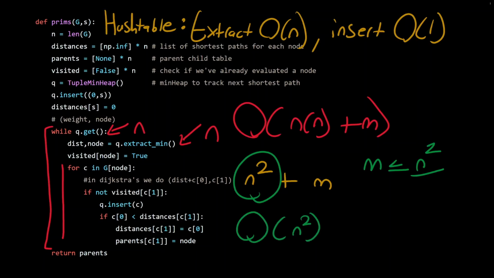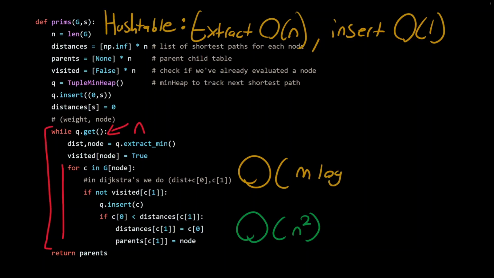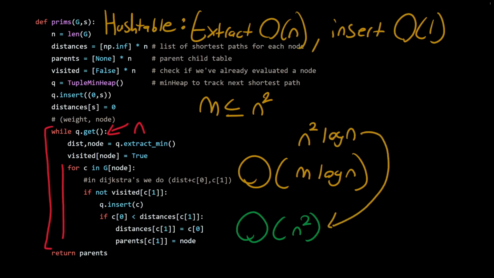But why do we care about this? Why do we care about the hash table implementation? Well, let's look at our original implementation with the min-heap. That was big O of m log n. But what if m was n squared? So recall, m was less than or equal to n squared. So that would mean n squared log n. But that's larger than n squared by itself. So why would we ever use a min-heap?